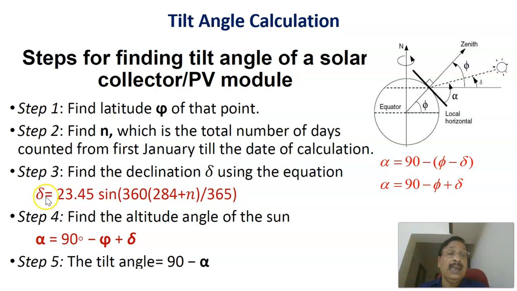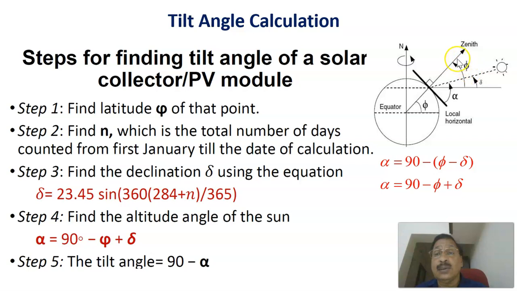Once you know phi and delta, you can calculate the altitude angle of the sun. Looking at this figure, this is the perpendicular to the earth surface, and the angle made by the sun rays, we call alpha, the altitude angle. From the figure, altitude angle plus zenith angle equals 90. Therefore alpha is 90 minus the zenith angle, and the zenith angle is equal to phi minus delta, the declination angle.